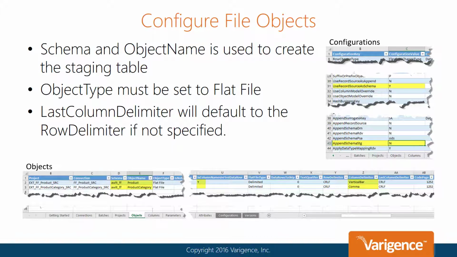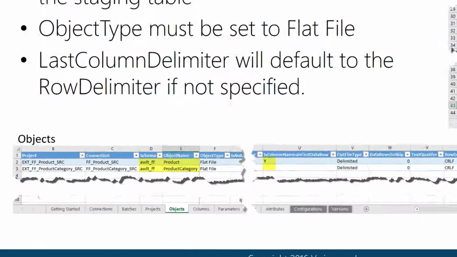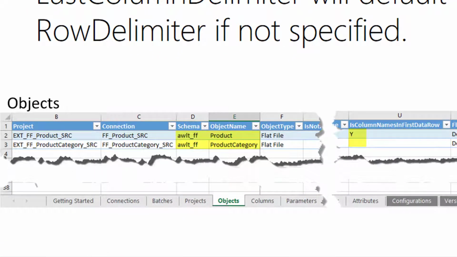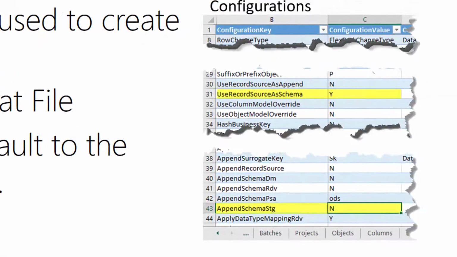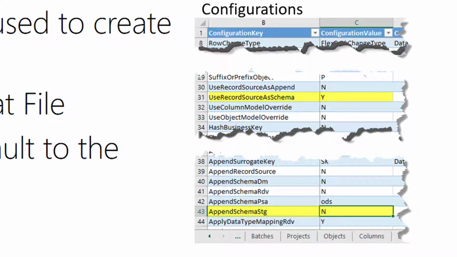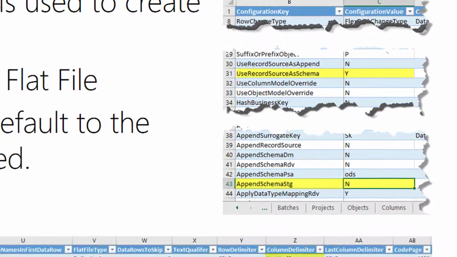The schema and the object name here is actually the schema that you want the table to be called inside of the staging layer. So because I'm going to have a product coming out of AdventureWorks and a product category comes out of AdventureWorks, I now have a flat file that is also going to be called product and product category. So therefore I want to put it in a different schema. And you have to play around with things a little bit here, and I'll go through the use record sources schema, append schema stage, and show you what those mean when we do the demo. But for now, they're there for information.